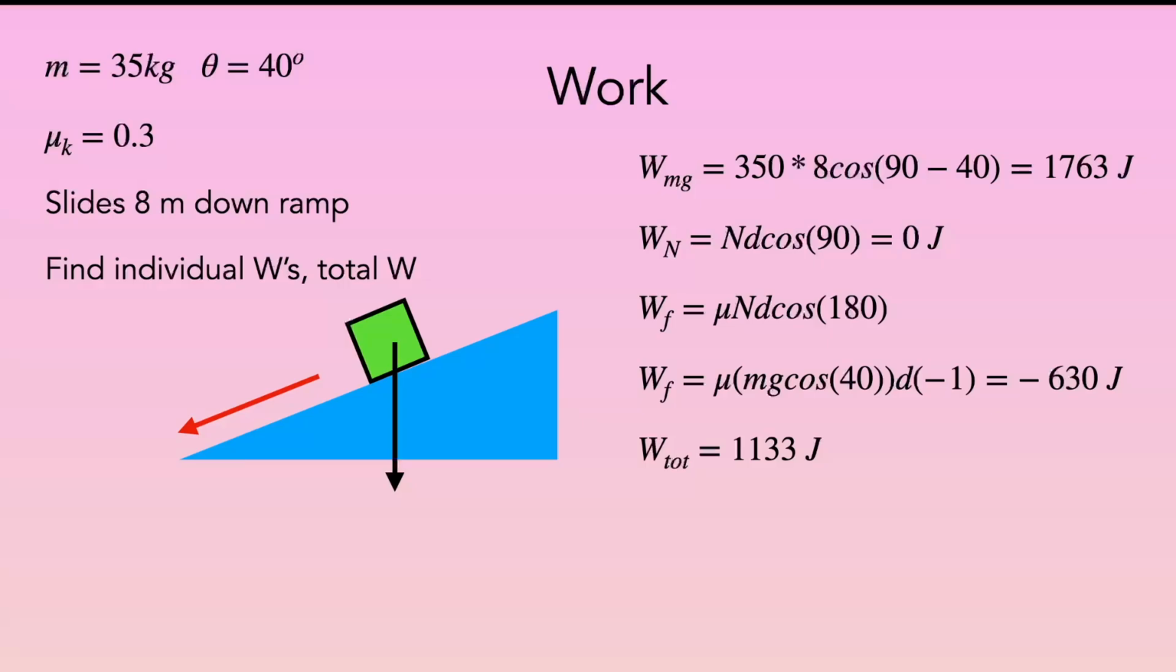Once again, gravity is putting energy into the system. That's what's moving the thing down the ramp. Friction is taking energy out of the system at the same time. So the total work, the total change of energy of that block ends up being 1133.